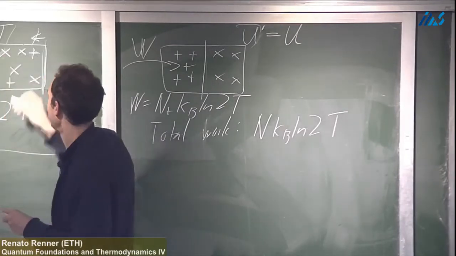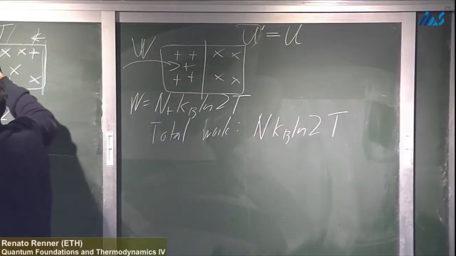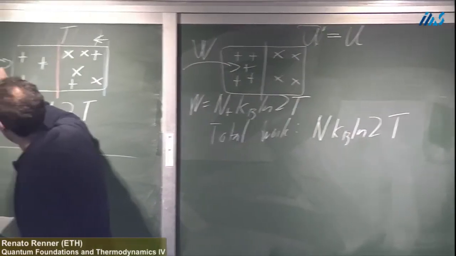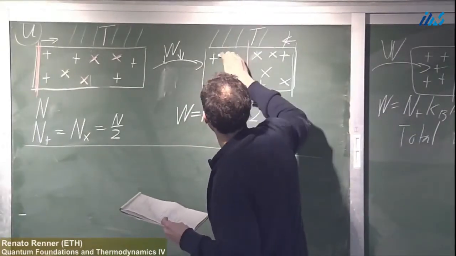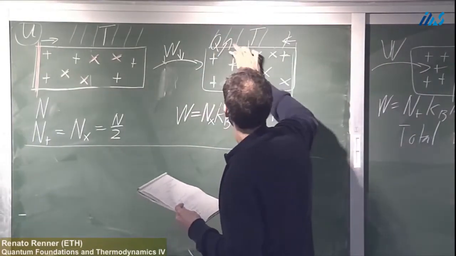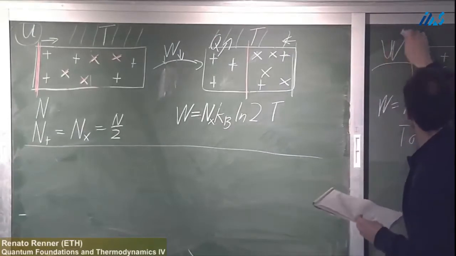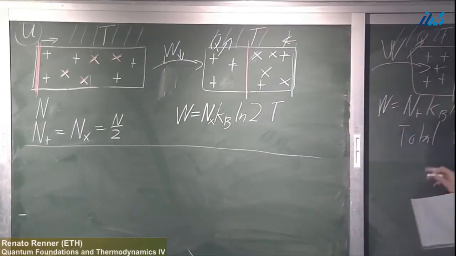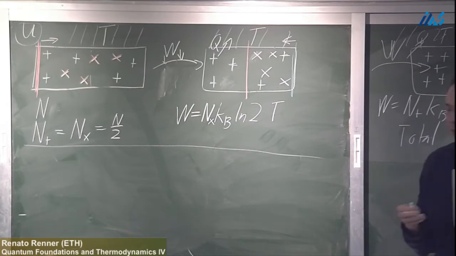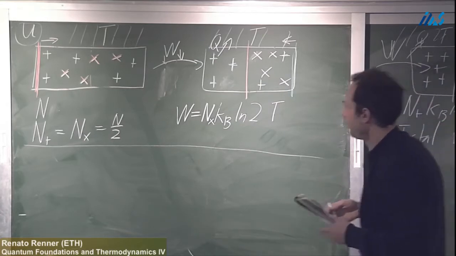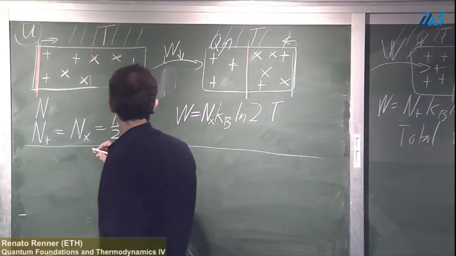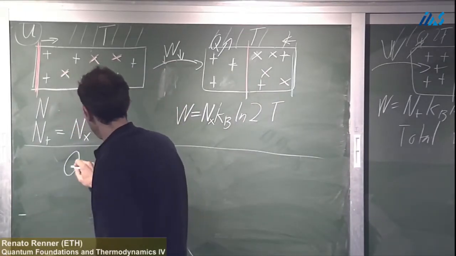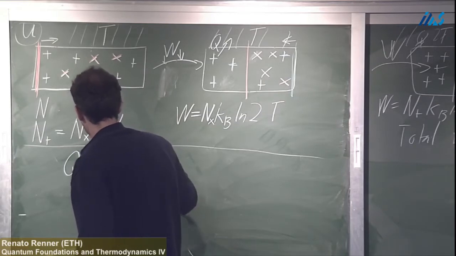going to the reservoir. So in this process, there must have been some outflowing heat Q, or maybe I draw it here. So there's some heat Q going into the reservoir, and in this process as well. So there's again some heat, and because the total energy has to be the same, the outgoing heat has to be exactly the same as the work. So the heat is the same as the work.